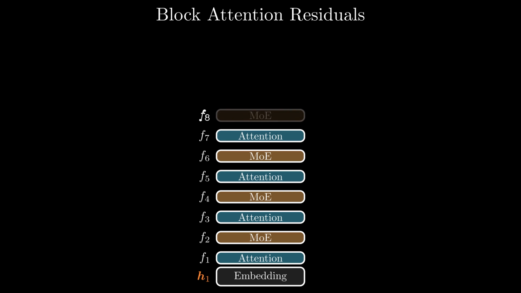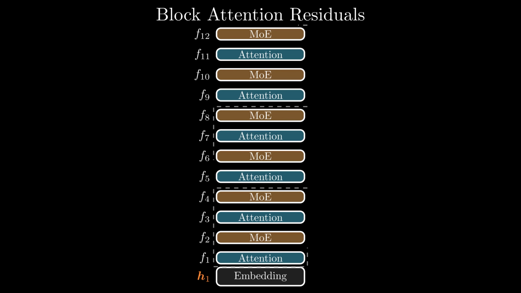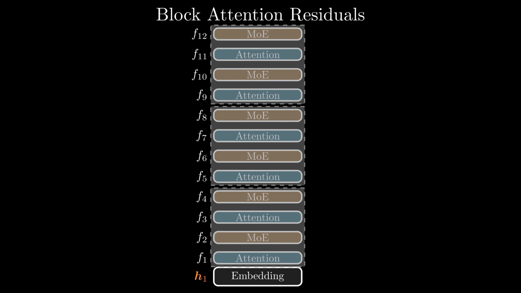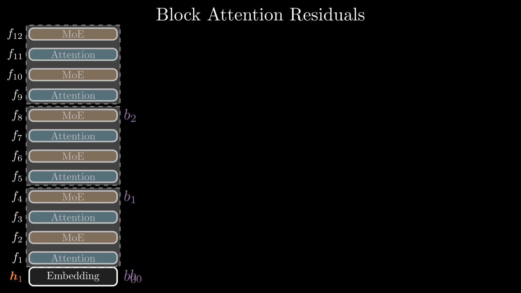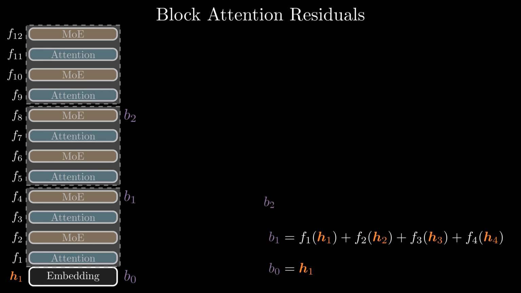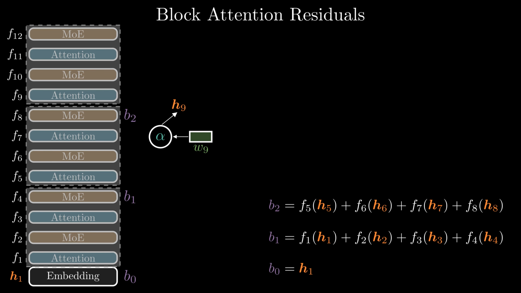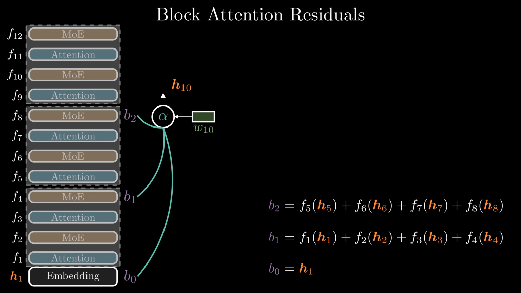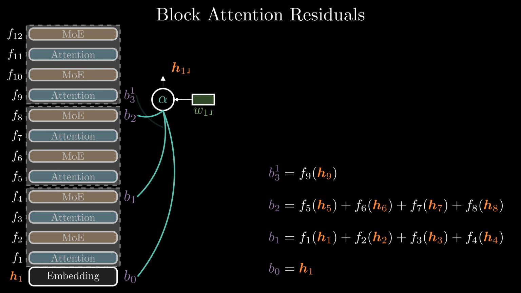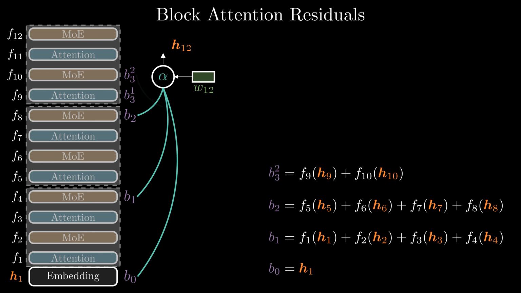Let's review the computation of block attention residuals. To compute the last block, we need to compute the attention weights over the available block summaries and the partial sum of the current block. Doing so for each layer incurs excessive memory access. Let's see if we can make the computation more efficient.